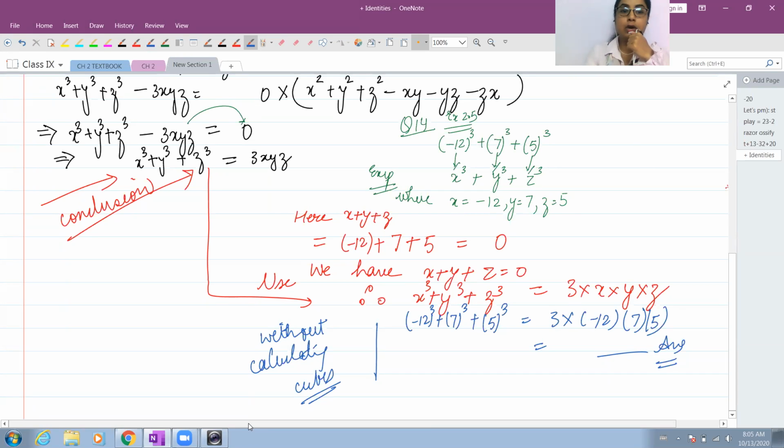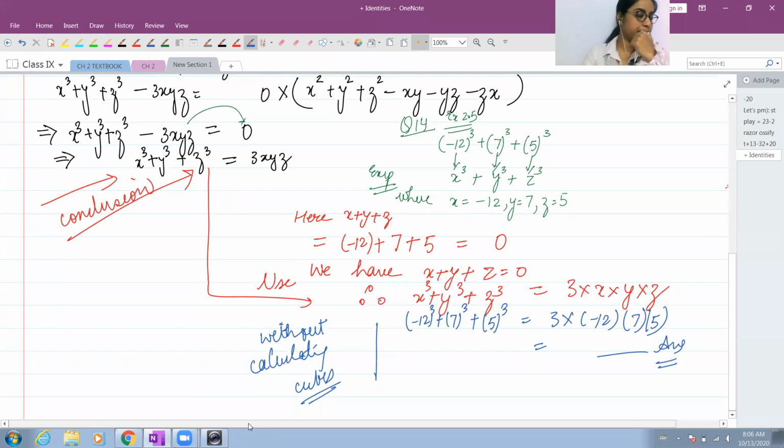With the help of the last identity, we derived a conclusion, and we can use it here: if the terms whose cube has been indicated in your question have a sum of 0, then the expression which contains first term cube plus second term cube plus third term cube will be equal to 3 times the product of these individual terms. That's what I have used here. We will be using this in the question.